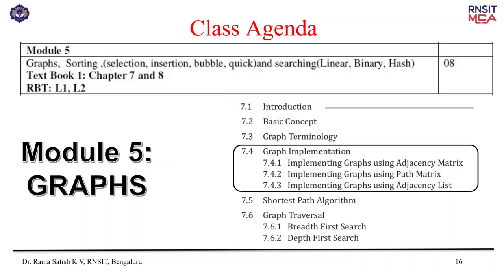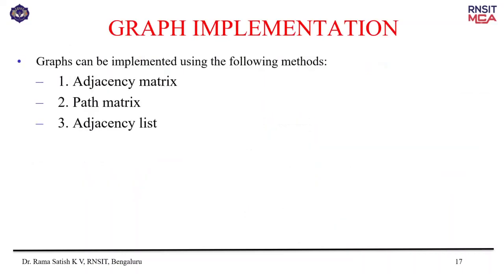Now, basically, a graph can be implemented in three ways. Of course, those are the adjacency matrix, using which you can implement the graph; the path matrix; and you can also implement it using an adjacency list. An adjacency list is nothing but a linked list. So, programmatically, you can implement it this way. Next.